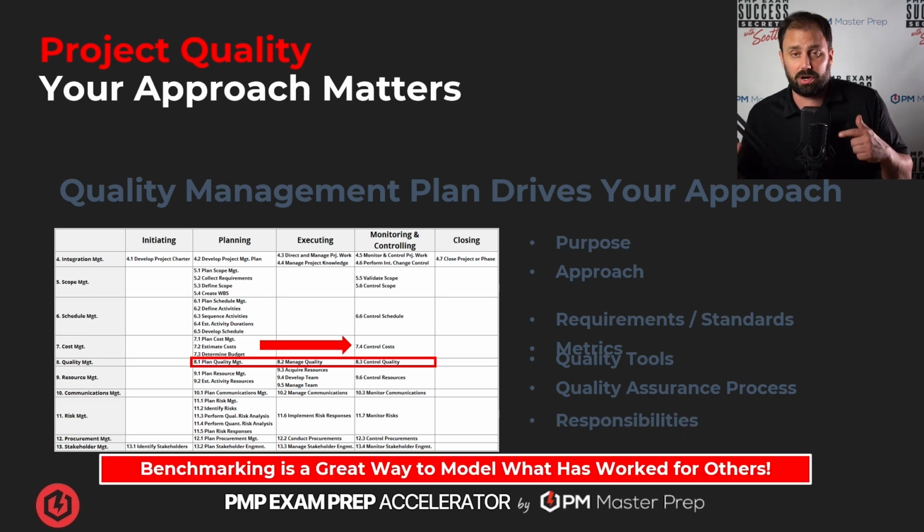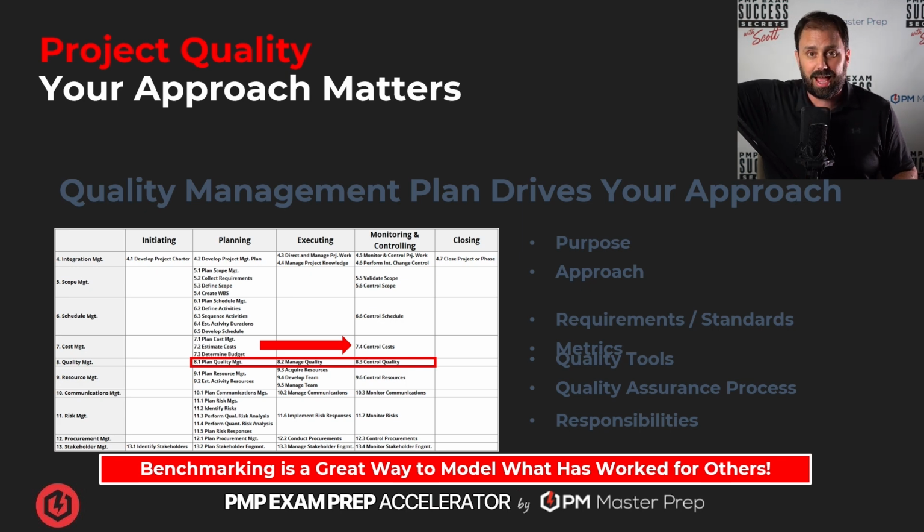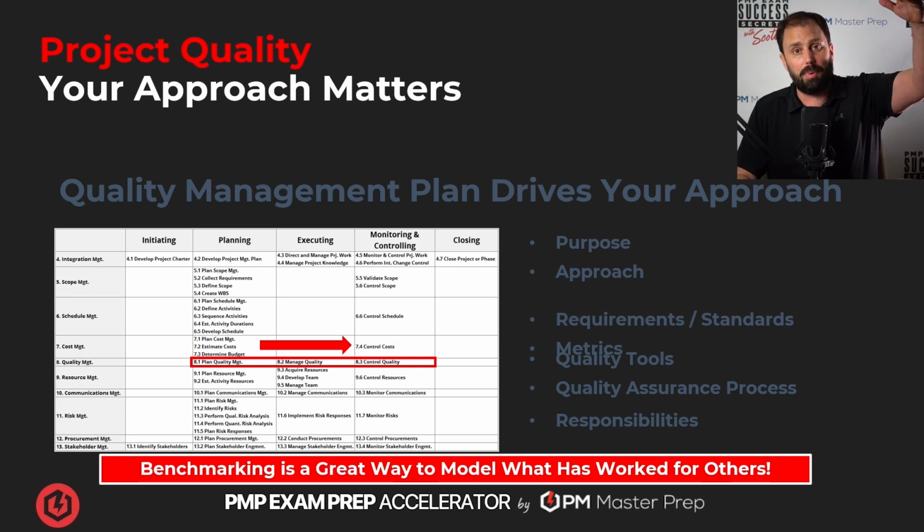And so benchmark other companies, be like, they have great quality. How do they do it? What do they use in their plants? What skills do they have in their team? That's a good way to jump up quality quickly.